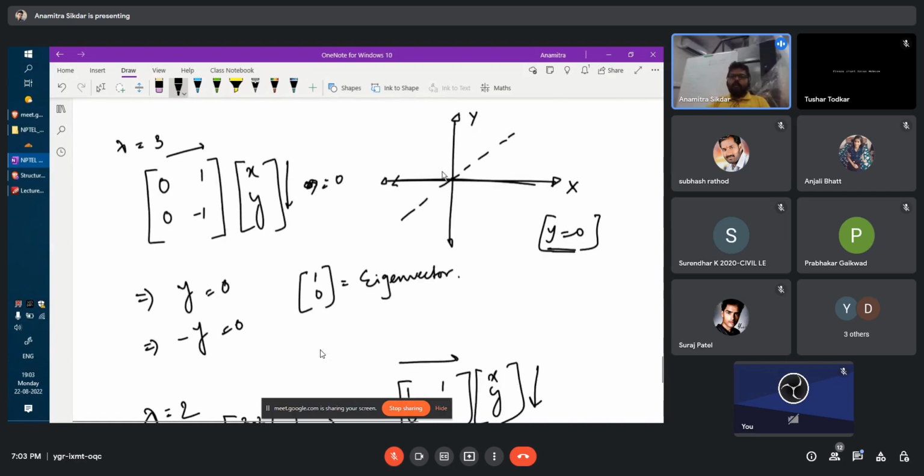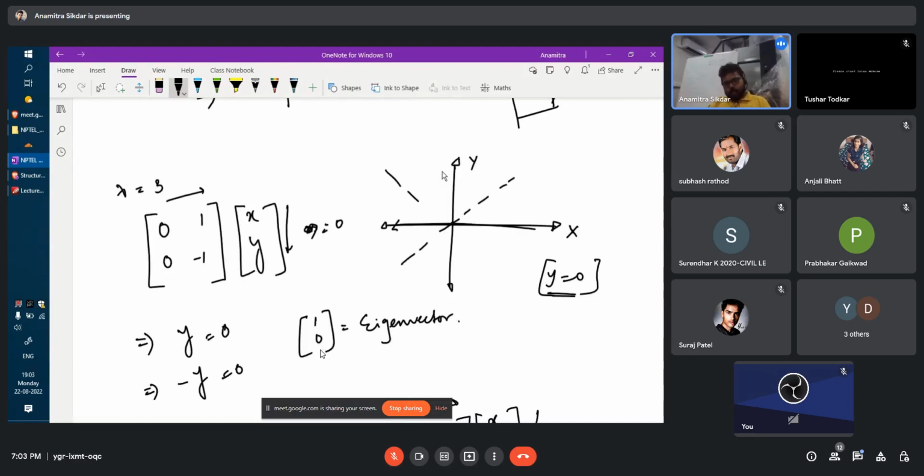So any line like this, this will be 45-degree, where x is equal to minus y, or minus x is equal to plus y. So this will be the other eigenvector. So we have this one and this one: 1 minus 1 and 1 0. These are the two eigenvectors. All right.